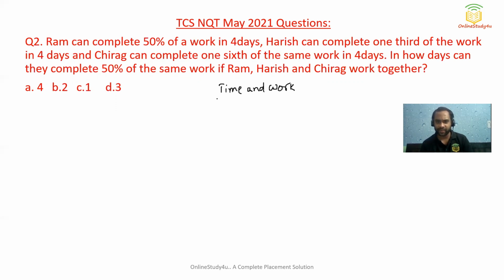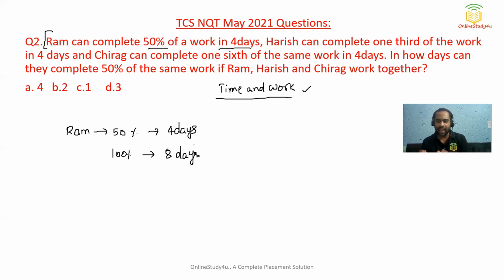Again, let me take some time to explain you, and then I will show you. You could have also solved it within 30 seconds or maximum 40-50 seconds, not more than that. So Ram can complete 50% of the work in 4 days. So if Ram wants to complete 100% work, then Ram will take 8 days. That's all. See, half the work we do in 4 days, so the full work in 8 days. 50% work 4 days, then 100% work Ram will be doing in 8 days. Clear? Okay, Ram clear. Then Harish.